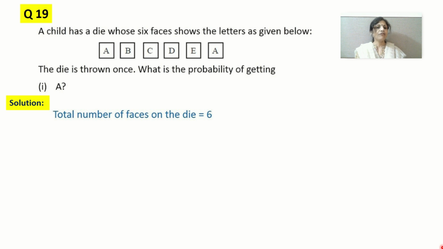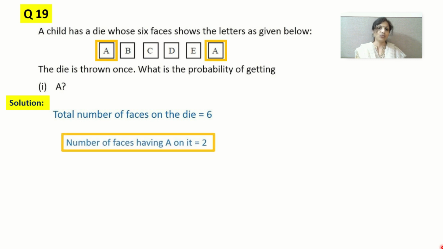Now total number of faces on the die are 6. If you see, A is appearing 2 times. So number of faces having A on it is equal to 2.